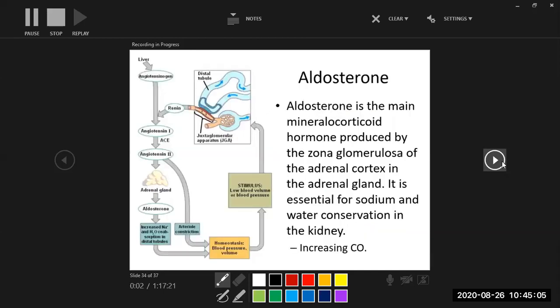All right, so that's the ADH. The other one is the aldosterone. It's driven by angiotensin 2, acts on the adrenal cortex, adrenal glands. The adrenal gland has two portions, cortex and medulla. In the cortex, it will release aldosterone, which acts on the kidney to reabsorb sodium.